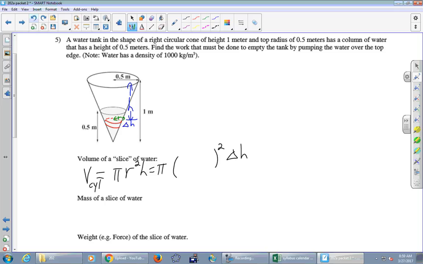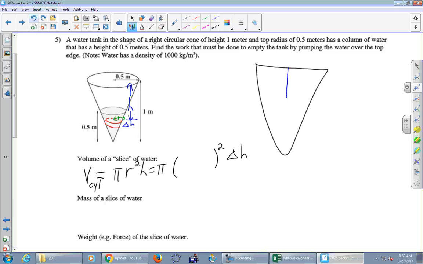So I need to change the R. I can't leave it as an R squared. So we need to come up with a relationship between the radius of that little slice and the H that we've got up here. So I'm going to draw that same thing, but a two-dimensional cross section going right through the center at the top, all the way through the point at the bottom. And so we got a triangle here.